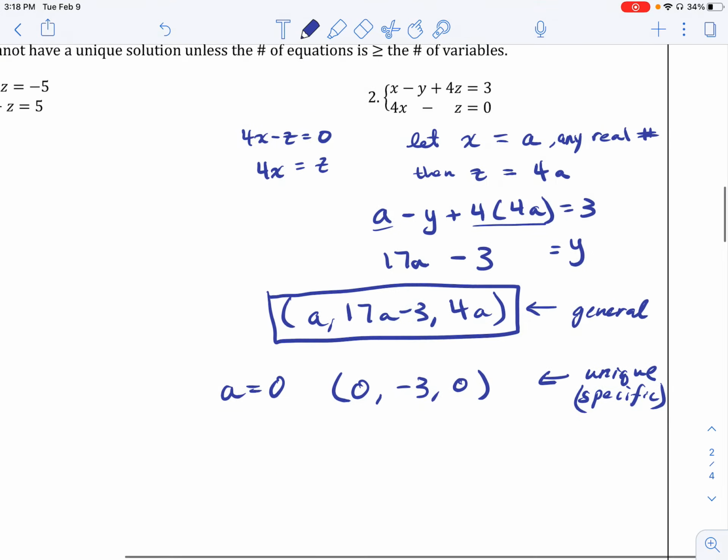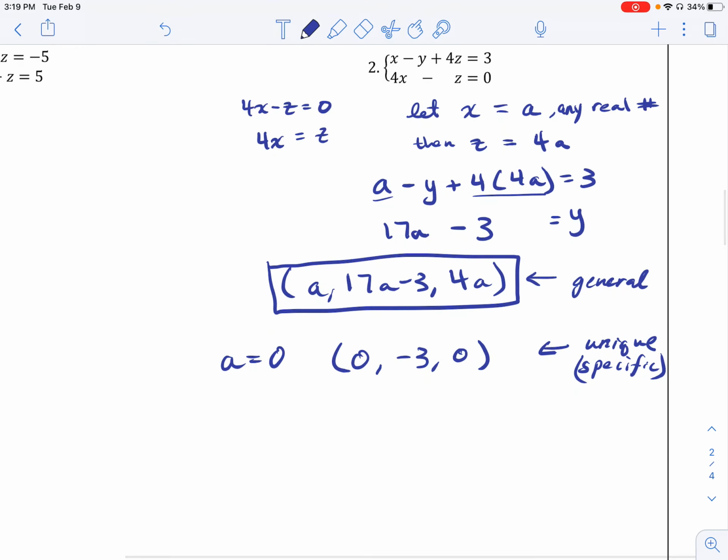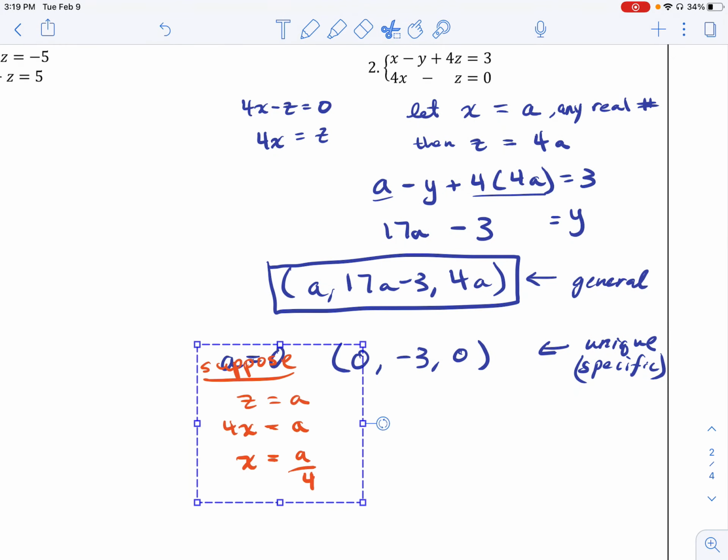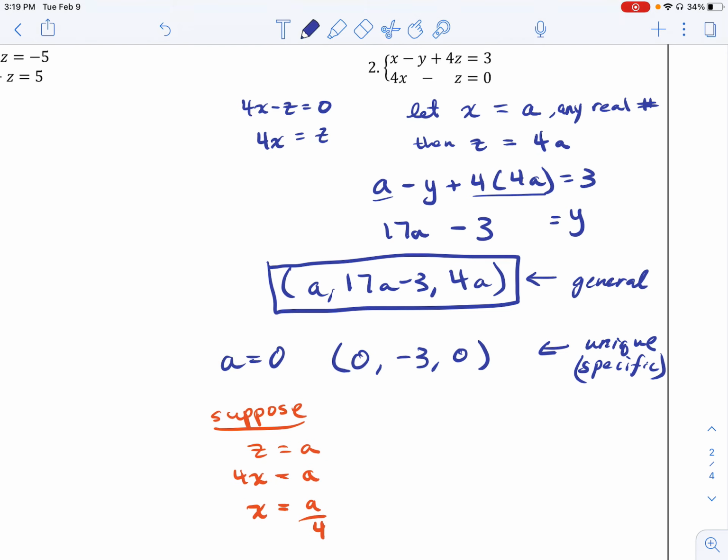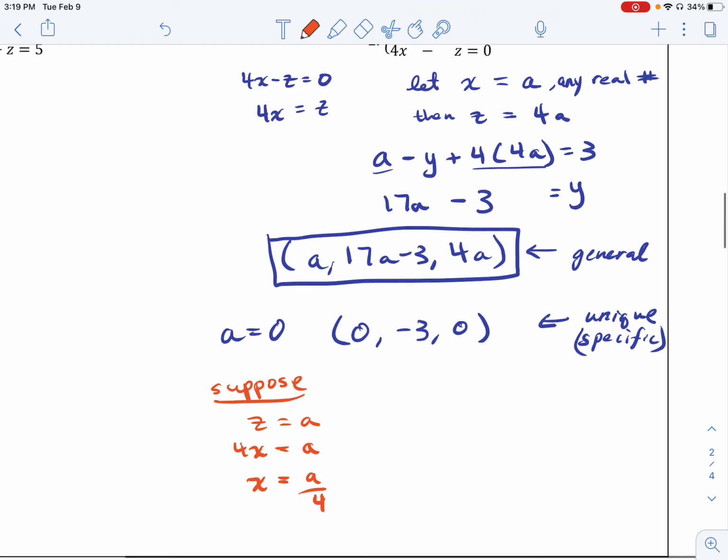Now to go back, for those of you who wanted to use a different value for a, let's say, for example, those of you who wanted z to be equal to a, let's just finish that up. What would that look like?